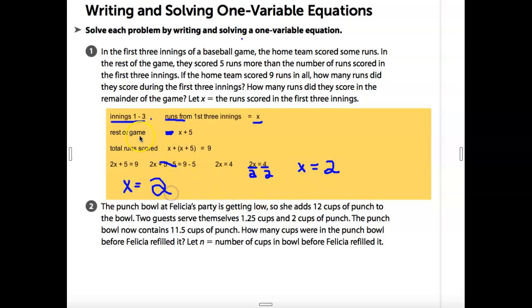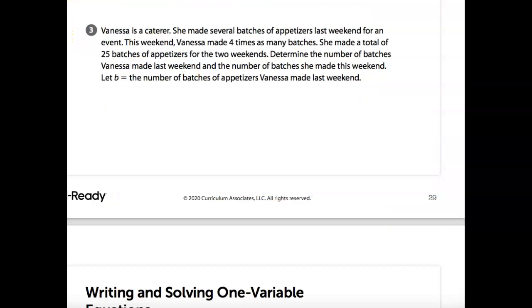So this means that in the first 3 innings, they scored 2 runs. And in the rest of the game, they scored 2 runs plus 5, so 7. Altogether, they scored 9. That's how we do that one. All right, we're going to skip to number 3. On these 2 pages, we'll just do the odd numbers, 1, 3, and 5. If you want to try the others on your own, that'll be great. But I'm going to go over 1, 3, and 5.